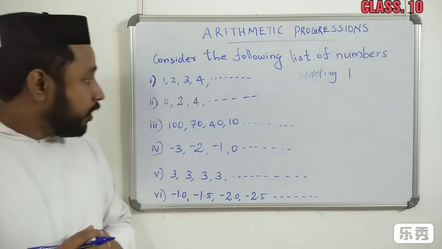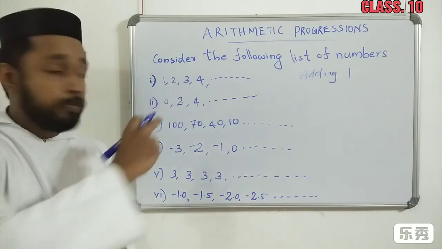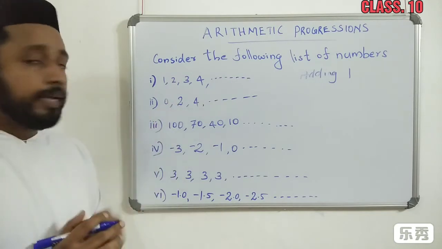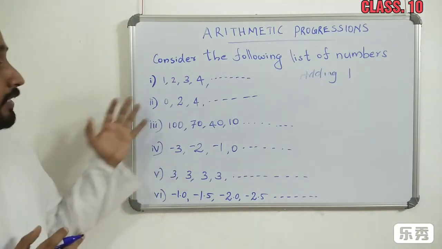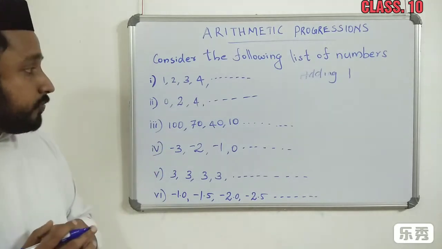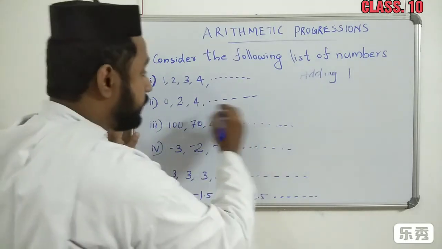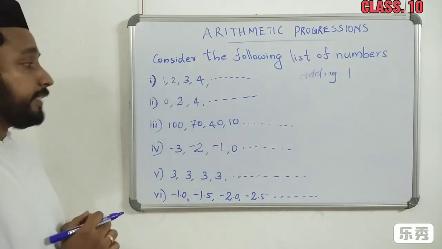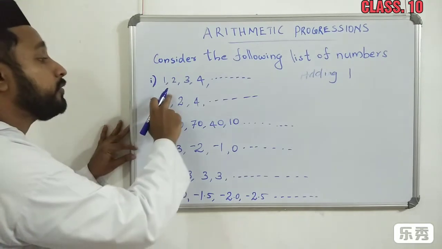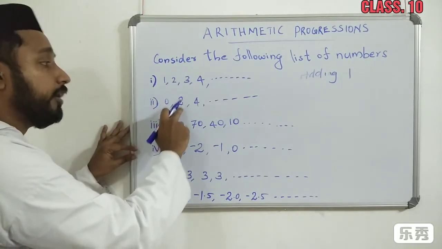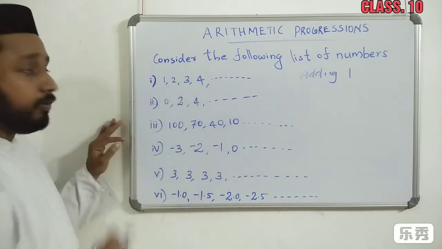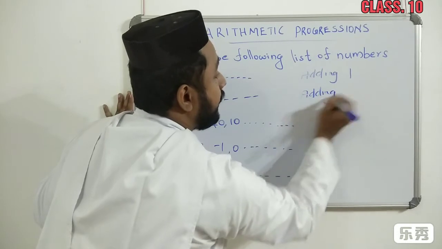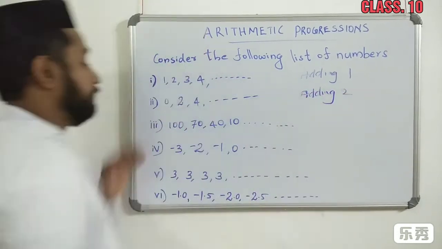Next one, 0, 2, 4, etc. Which type of numbers is this? These are even numbers. So how do we get this series? Each number is obtained by adding 2 to the preceding number. When we add 2 to 0, we get 2. When we add 2 to 2, we get 4. So we are adding 2 to the preceding number.